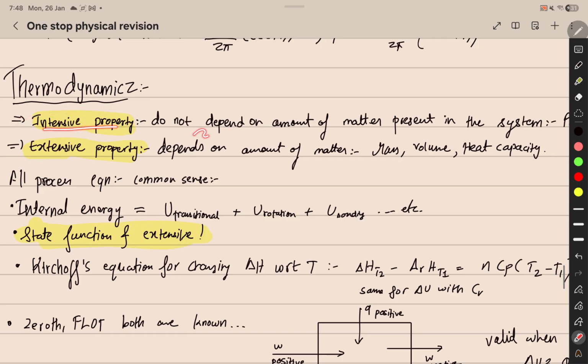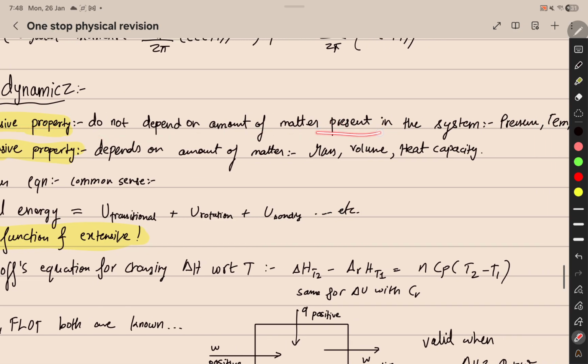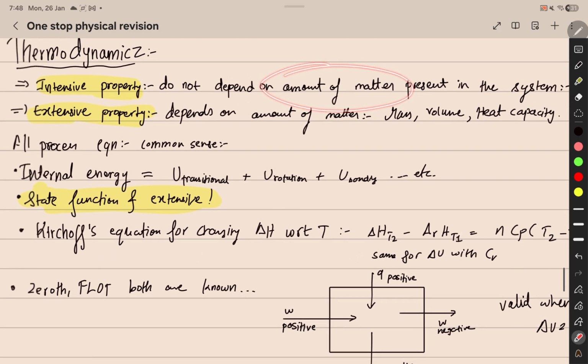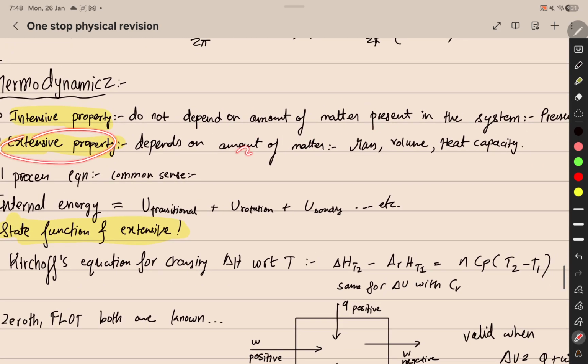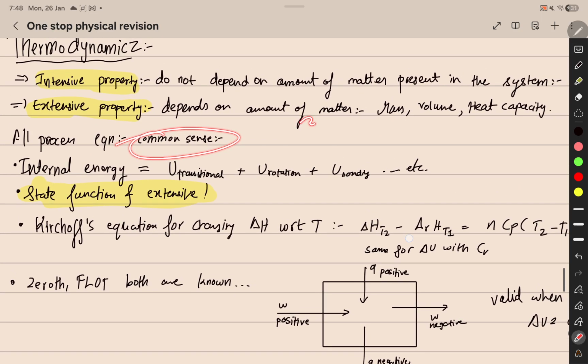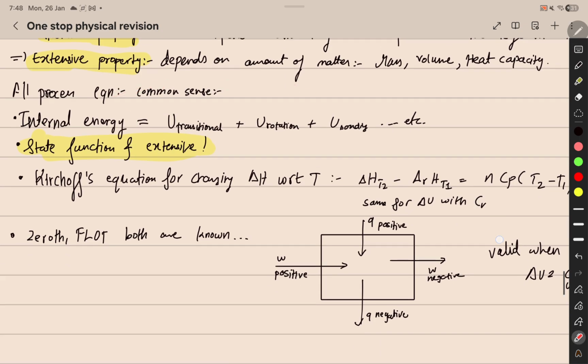Thermodynamics: we have intensive properties, which do not depend on the amount of matter. Examples are pressure, temperature, etc. Extensive properties depend on the amount of matter. Examples are mass, volume, heat capacity. All process equations are common sense. We all know isobaric, isochoric, all that.